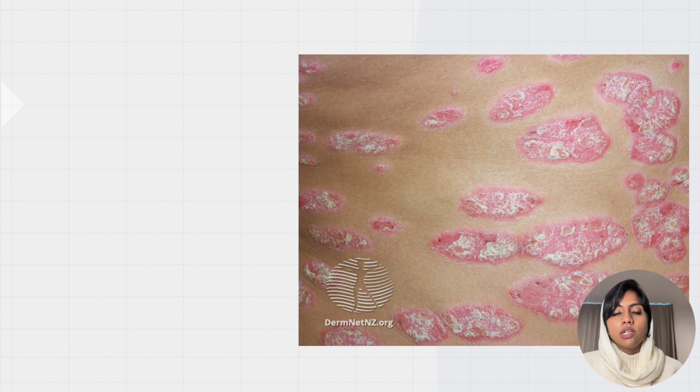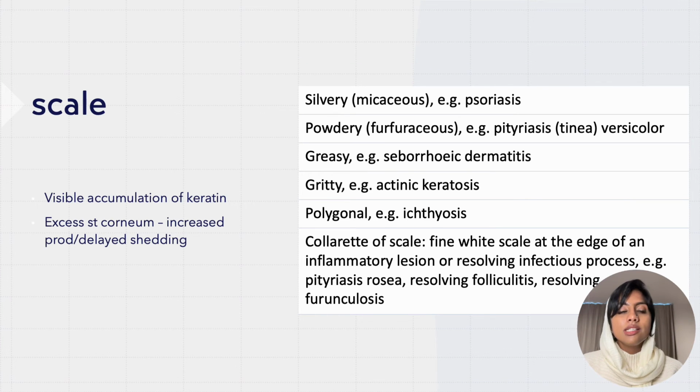Coming to the next lesion. As you can see here, it seems to be an elevated, well circumscribed lesion. So this can be a plaque, as we saw in the previous images. But on top of this lesion, you see something that is white, stuck on the top, kind of an appearance. So this is nothing but a scale. A scale is a visible accumulation of keratin. It is because of the excess stratum corneum.